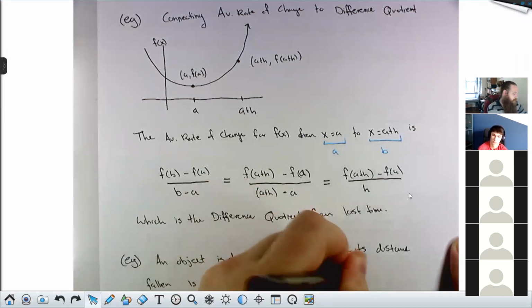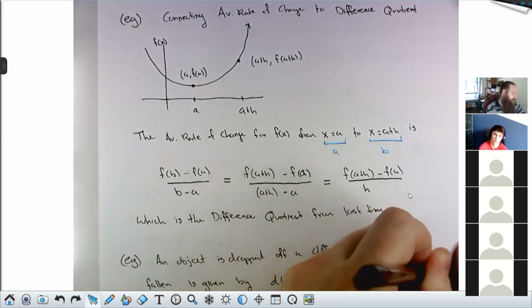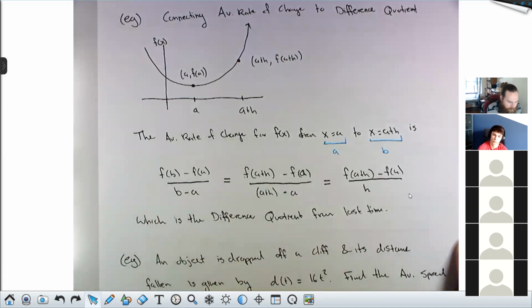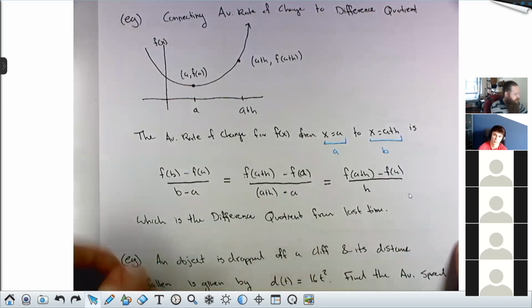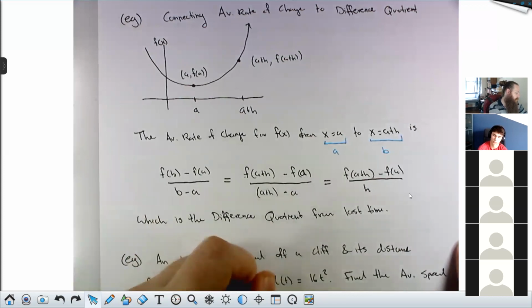I want to find the average speed of that object between time t equals a, and time t equals a plus h.